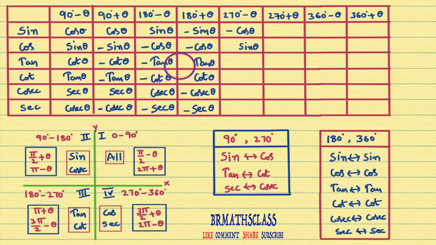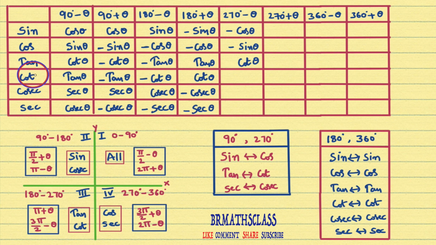Now, 270 degrees minus theta is in third quadrant. Third quadrant, cos is negative. So cos 270 degrees minus theta is minus sine theta. Now tan 270 degrees minus theta. When you see 270 degrees, tan changes to cot. This is cot theta. Now 270 degrees minus theta is in third quadrant. Third quadrant, look here, tan is positive. So this is plus cot theta.